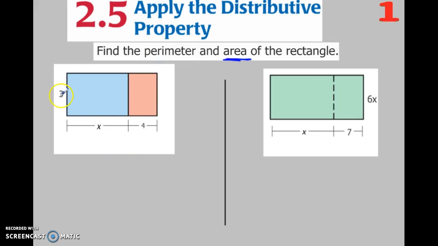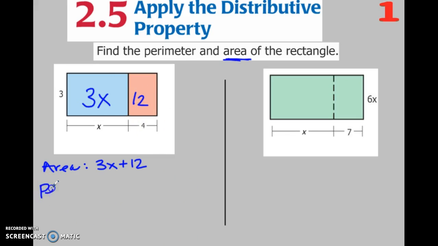The area would be base times height, so 3 times x, we just put them together, it's 3x. You could put a multiplication symbol there, but we don't know what x is, so it's just 3x. This one, 3 times 4, to give us the red rectangle, 3 times 4 would be 12. So our area is 3x plus 12, because we don't know what x is.